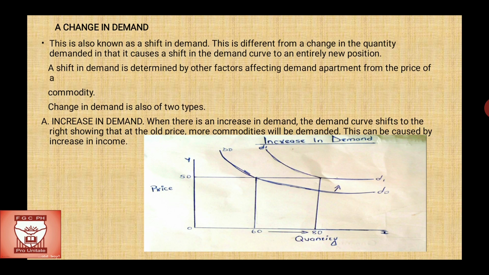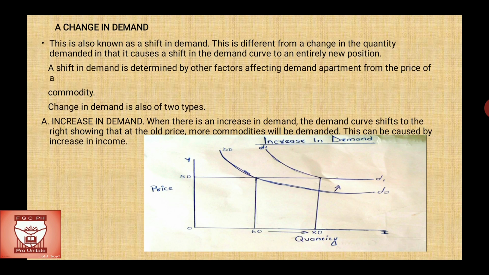There are many factors affecting demand: the price of the commodity, the price of other commodities, population, change in income, close substitutes, and so on. So these factors can cause a change in demand, but the only thing that can cause a change in quantity demanded, as we discussed earlier, is the price. So let's go on. Change in demand is of two parts.